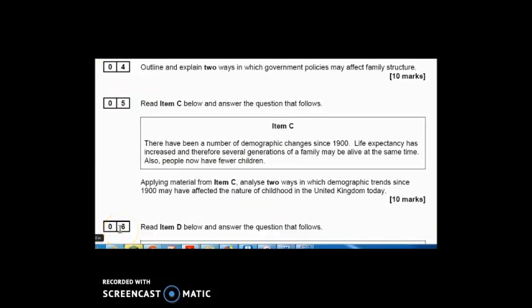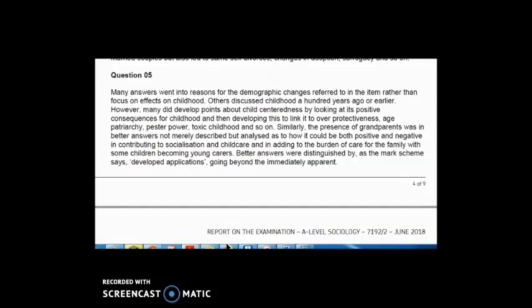Question 5 is a 10 marker where you have got to find 2 hooks from the item to apply your knowledge. In this question you are asked how demographic trends since 1900, a massive time frame there, have affected the nature of childhood in the United Kingdom today. So you've got a lot going on, because you've got to select the demographic trends from the item, but then also say what impact that has had on the nature of childhood in the United Kingdom in today's society.